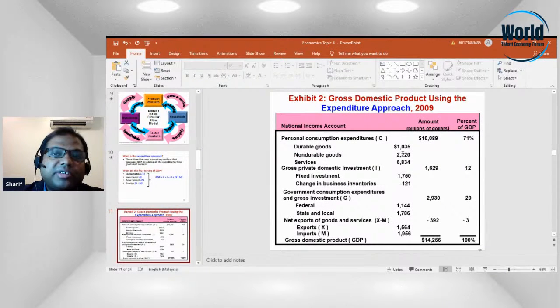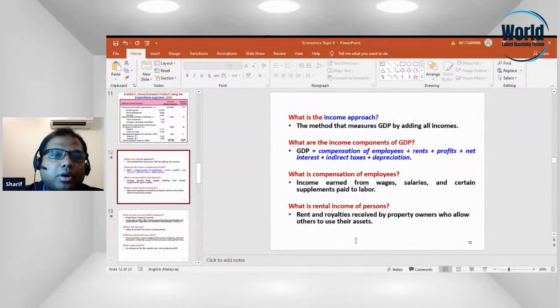Gross domestic product using the expenditure approach. Here is an example of the national income: personal consumption expenditures, durable goods, non-durable goods, services, gross private domestic investment, fixed investment, change in business inventories, government consumption expenditure and gross investment, federal, state and local, net exports of goods and services, exports, imports, gross domestic product. These are the major items.